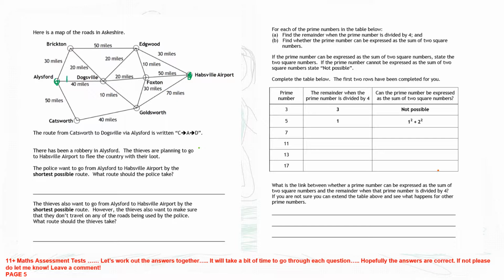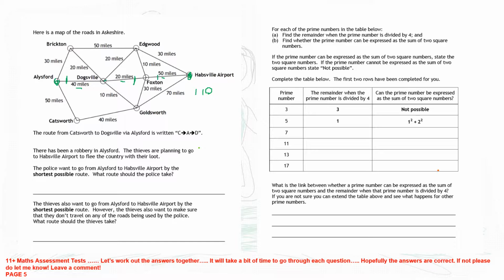We have the distances given, and I think what we can do is, if we say the police go from Aylesford to Dogsville, that is 40 miles. From Dogsville to Foxton, that's 20 miles. And from Foxton to Habsville Airport, that is 50 miles. So that is 40 plus 20 plus 50. So that gives me 4 and 2, 6 and 5 is 110. So I get 110 miles.